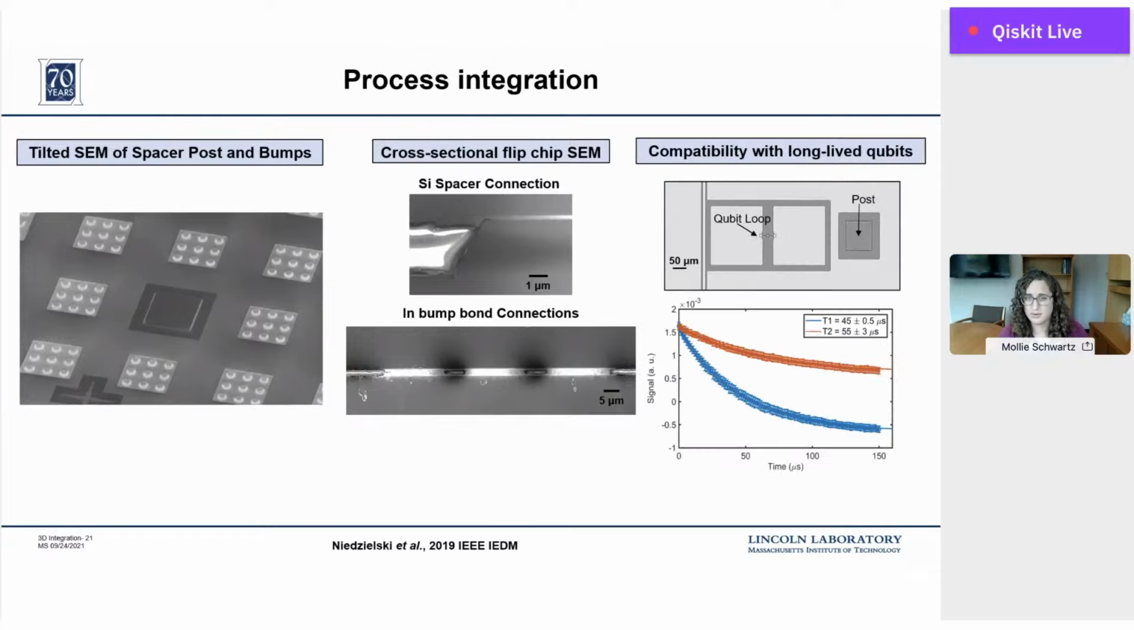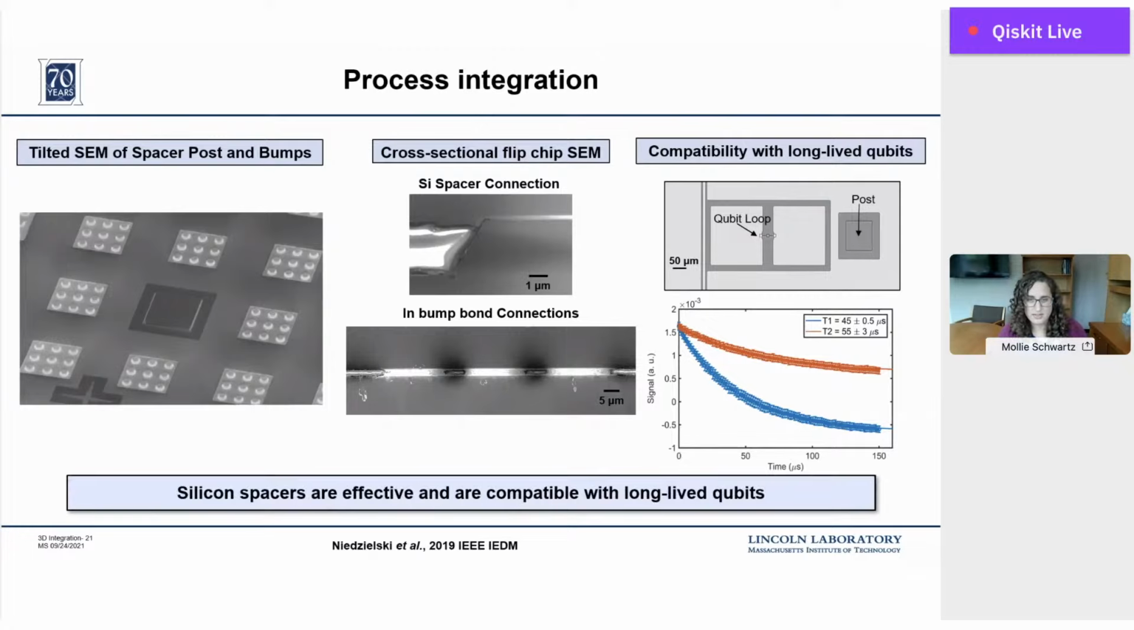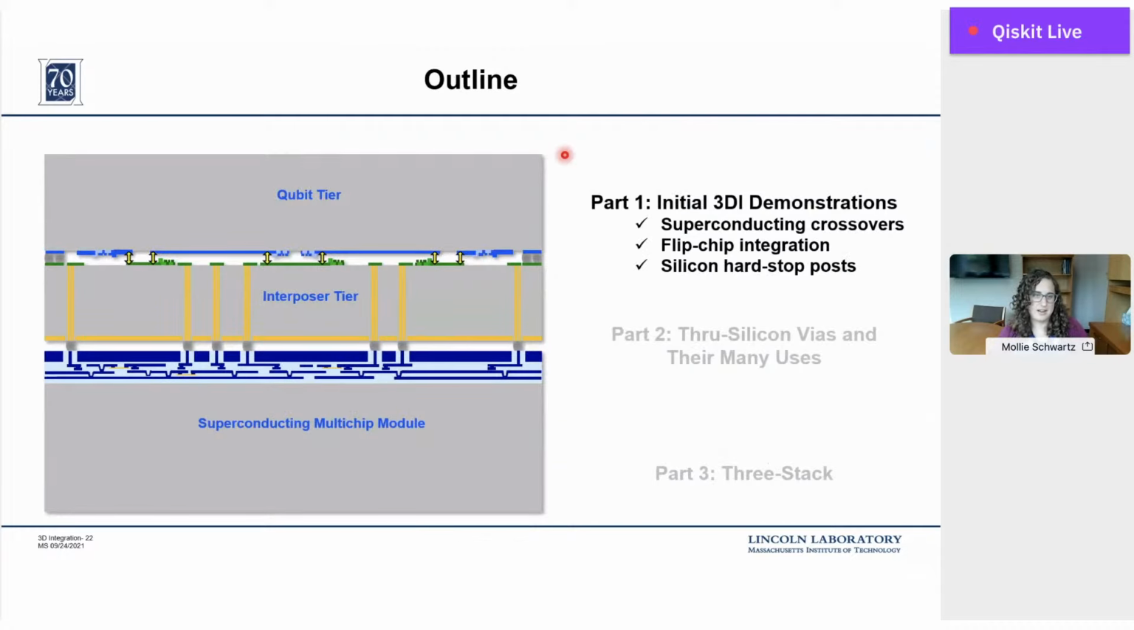And of course, we also for this want to ensure that it's consistent with high quality qubits. So here, we're going to take, again, a flux qubit, and we're going to put a silicon hardstop spacer post right next to the qubit. It's about 350 microns away from the qubit loop itself. And we have very good coherence times, 45, 55 microseconds, T1 and T2. And so this tells us that the silicon spacers are effective at enabling us to set good spacing between the qubit and the interposer tier. And importantly, they're compatible with the fabrication of long-lived qubits. So that tells us that our qubit tier fabrication is up to snuff for the 3-stack.